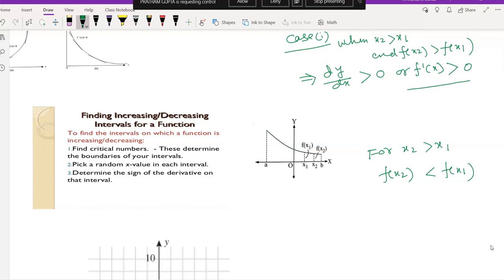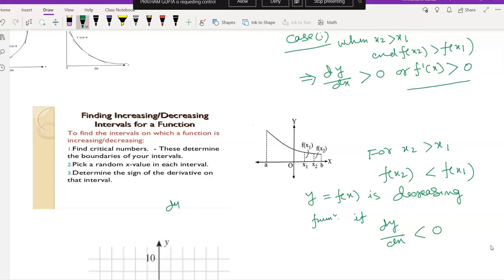So a function y equal to f(x) is a decreasing function if dy by dx is less than 0. Why? There are two different ways to find, just like the previous one.